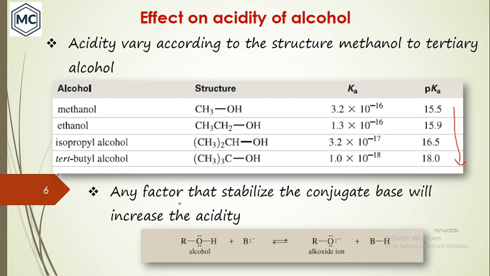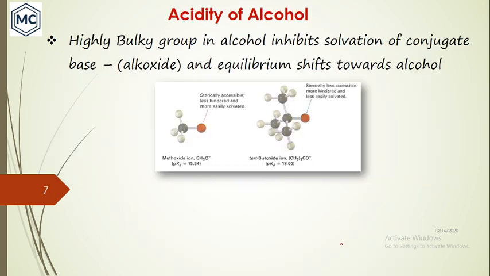Any factor that stabilizes the conjugate base will increase the acidity. So what is meant by conjugate base? Actually, alcohol is an acid. When it loses a proton, it forms the alkoxide anion, and that is called the conjugate base. Any factor that stabilizes this conjugate base shifts the equilibrium in this direction, so more alkoxide will be formed.